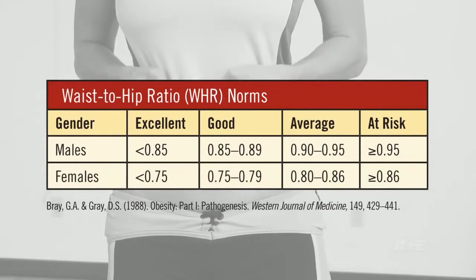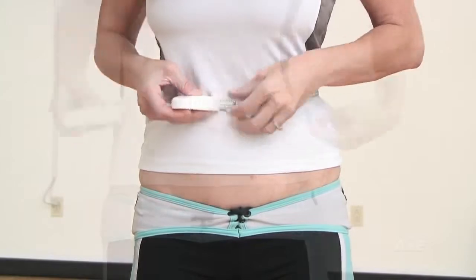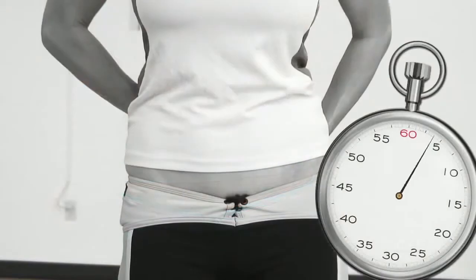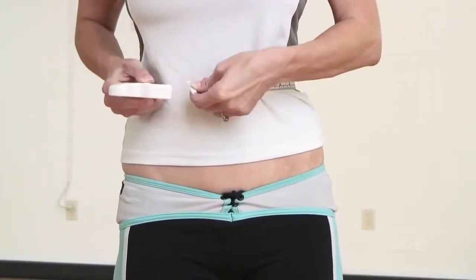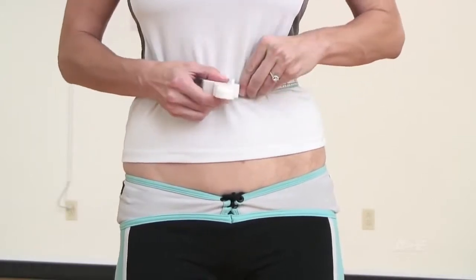For the waist circumference and the waist-to-hip ratio, for accuracy you want to ensure that you're completing the measurement at the same landmark each time. It's also helpful to complete multiple measurements at the same site, but to ensure that you allow at least 20 to 30 seconds between repeat measurements to allow the skin and subcutaneous tissue to return to its normal state.